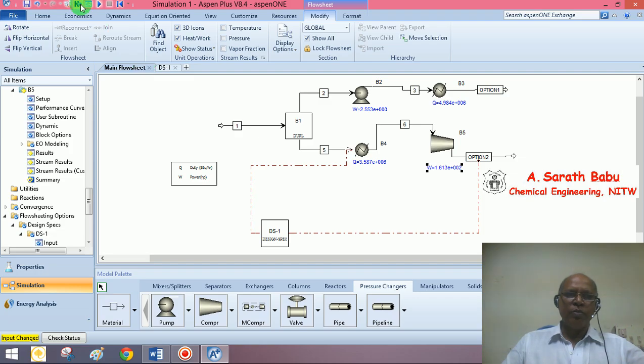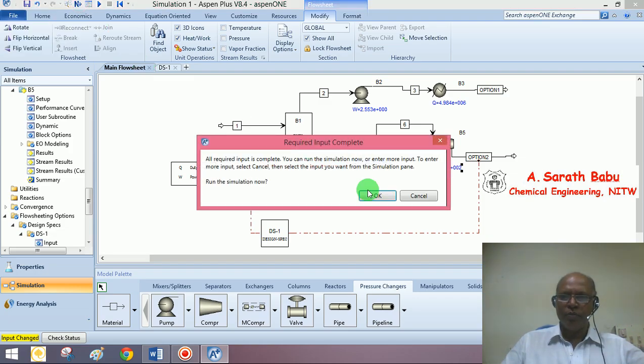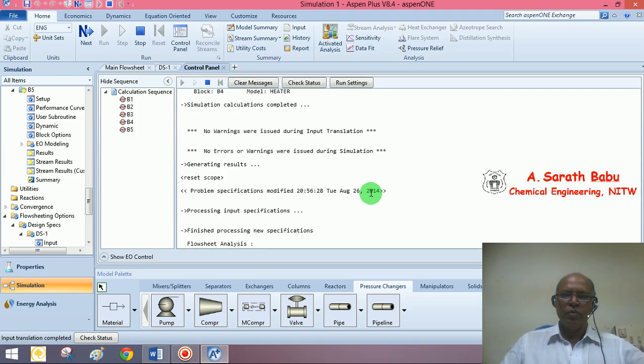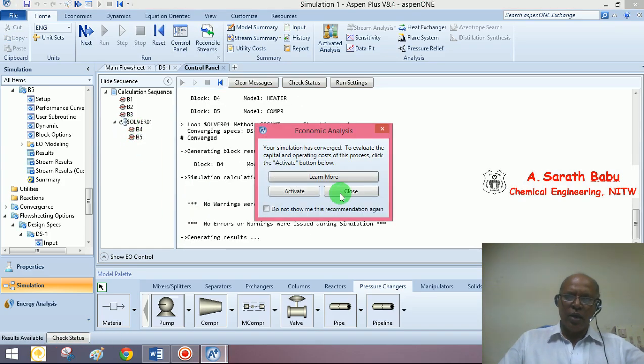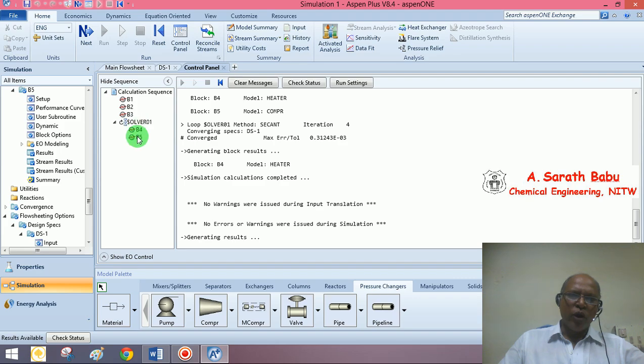Now let us run this problem. You can see B4 and B5, because of the design spec, are iterated a number of times. How many? About 4 times. The method that has been adopted here happens to be the secant method. We were able to reach a convergent solution. Now we can once again look at the results.